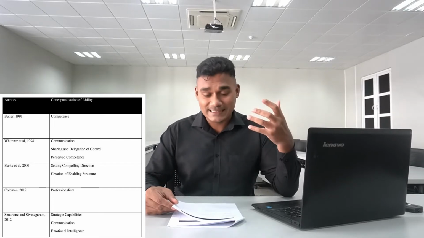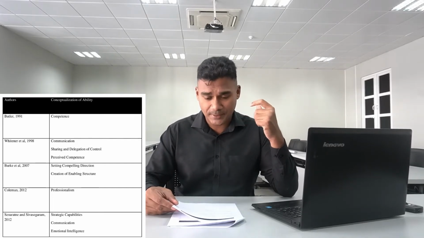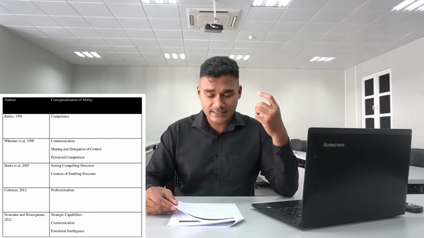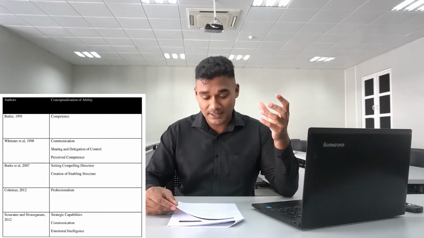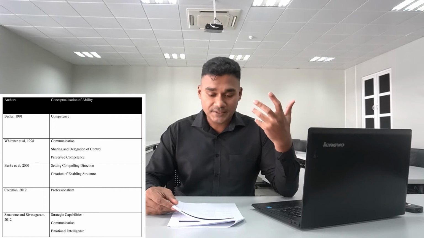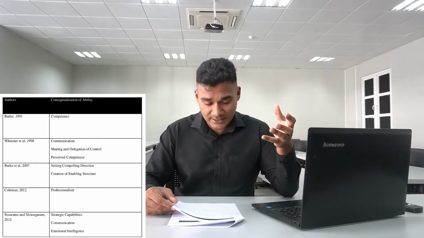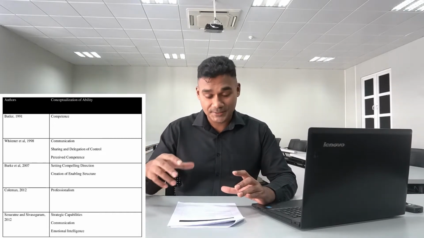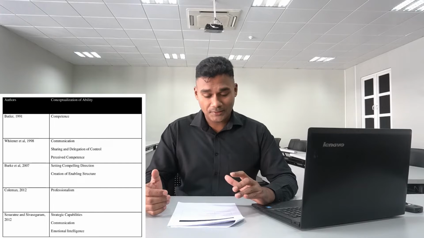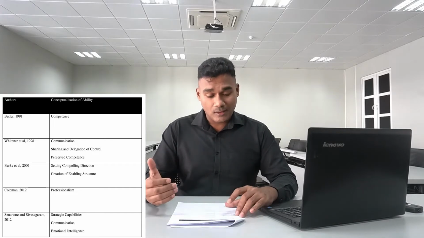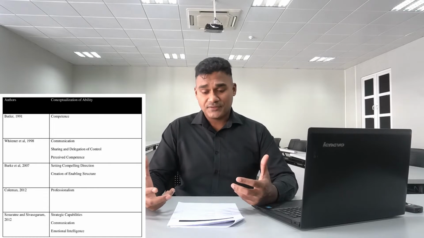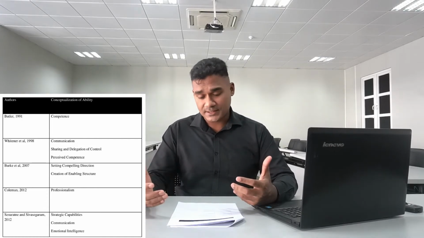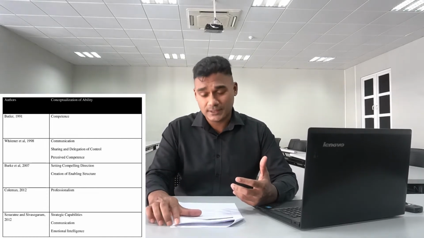And if you look at Burke et al.'s conceptualization, ability is based on indicators such as setting compelling direction and creation of enabling structure. Similarly, Coleman defines ability based on the indicator professionalism. I have built these tables by combining international researchers and local researchers, so I have included a few Sri Lankan authors as well. There is a Sri Lankan author called Senaratna and Sivasegaram, who have conceptualized ability based on indicators such as strategic capabilities, communication, and emotional intelligence.